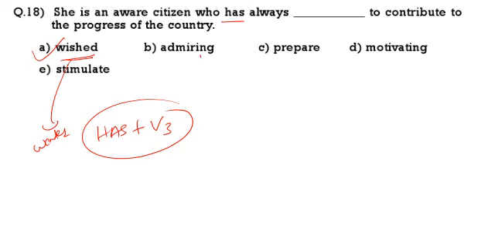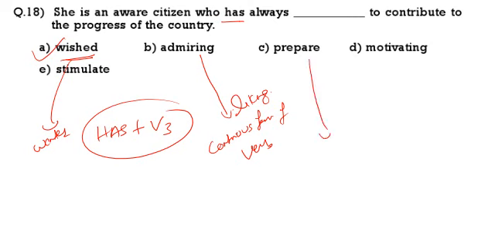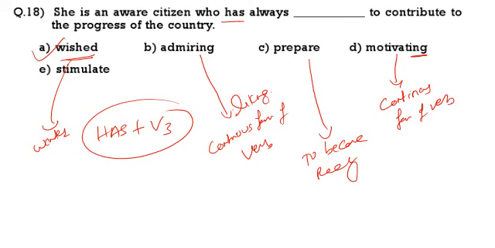Then admiring. Admiring is a continuous form of the verb. Admiring means liking. That is not correct. Then prepare. Prepare means to become ready. That is not correct. Motivating. This is also a continuous form. The ing form is nothing but the continuous form of a verb. So this is also not correct. We should use the third form of the verb. Stimulate means drive. This is the first form of the verb. We should not use the first form. We should use only the third form of the verb. So wished itself is correct.